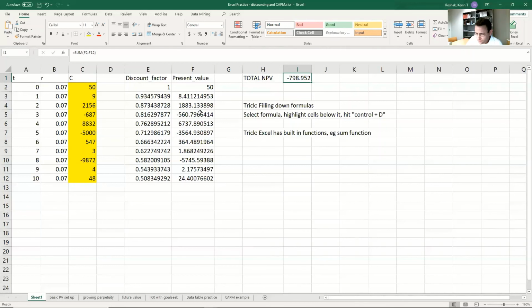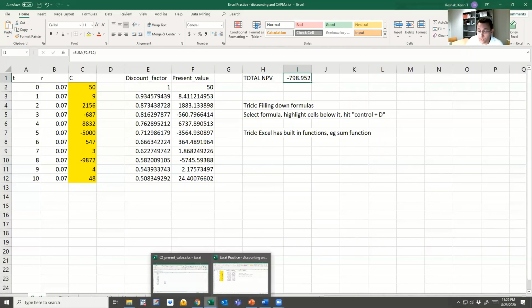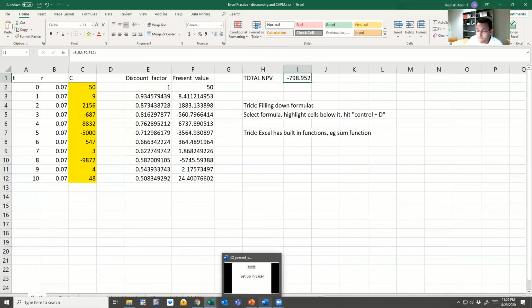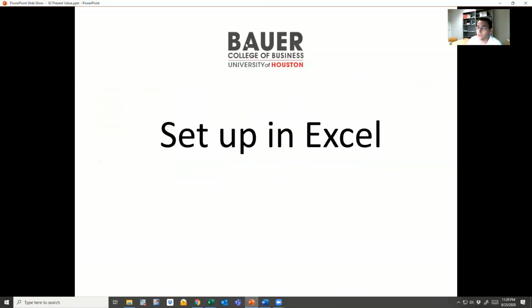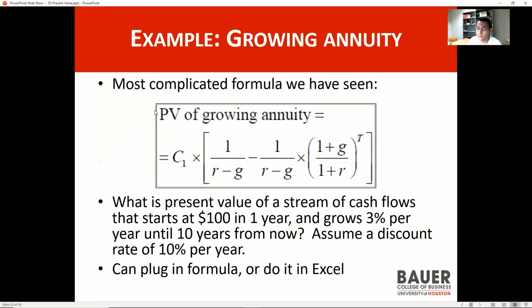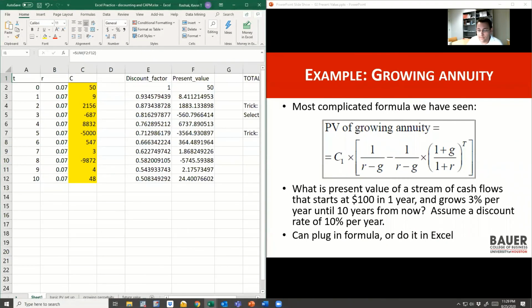So let's apply this to that real ugly growing annuity formula that we saw. We calculated this growing annuity and we got the answer here, 688. Let's double check that in Excel. I'm going to pull up the problem here. I'm going to dock that on the right, and I'm going to set up Excel on the left.